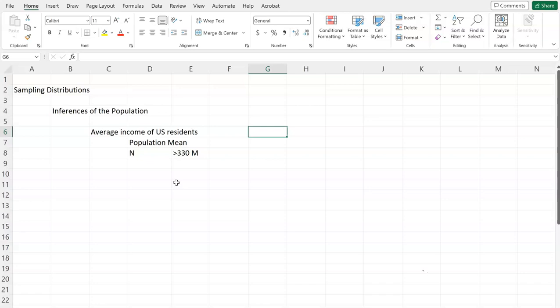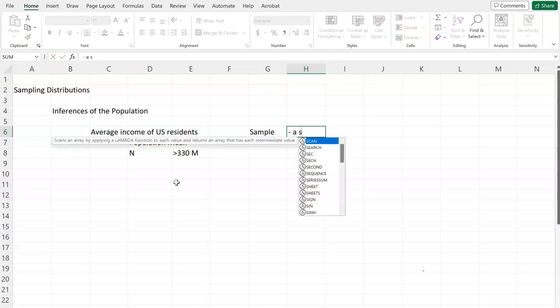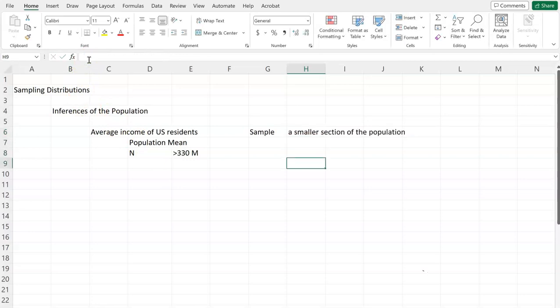So instead, what we do is we look at a sample from that population. A sample is basically, instead of looking at every single individual in that universe, a smaller section of the population. So what that means is we are looking at not everybody in the population. Instead of surveying 333 million, I will survey, let's say, 50,000.